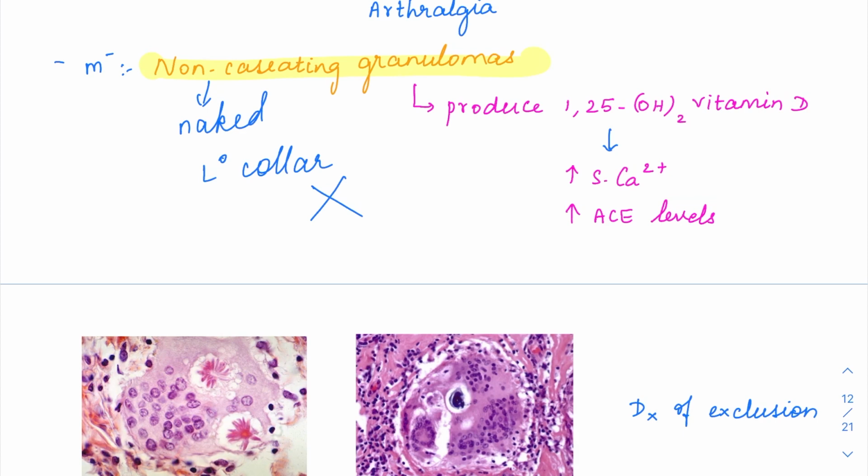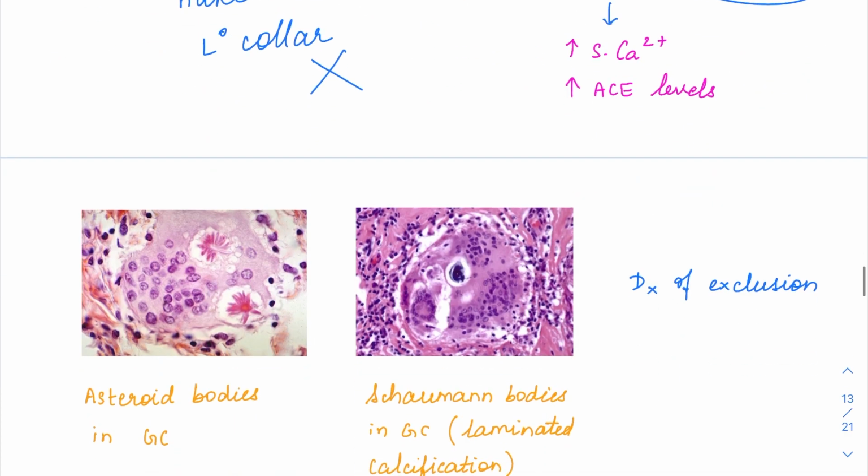Another specialty about this granuloma is it can produce vitamin D, and this vitamin D is one of the causes for metastatic calcification. So there will be increased serum calcium levels that can lead to metastatic calcification. And other than that, we can also have increased ACE levels. Okay, on the serum, if you measure, ACE levels will be increased.